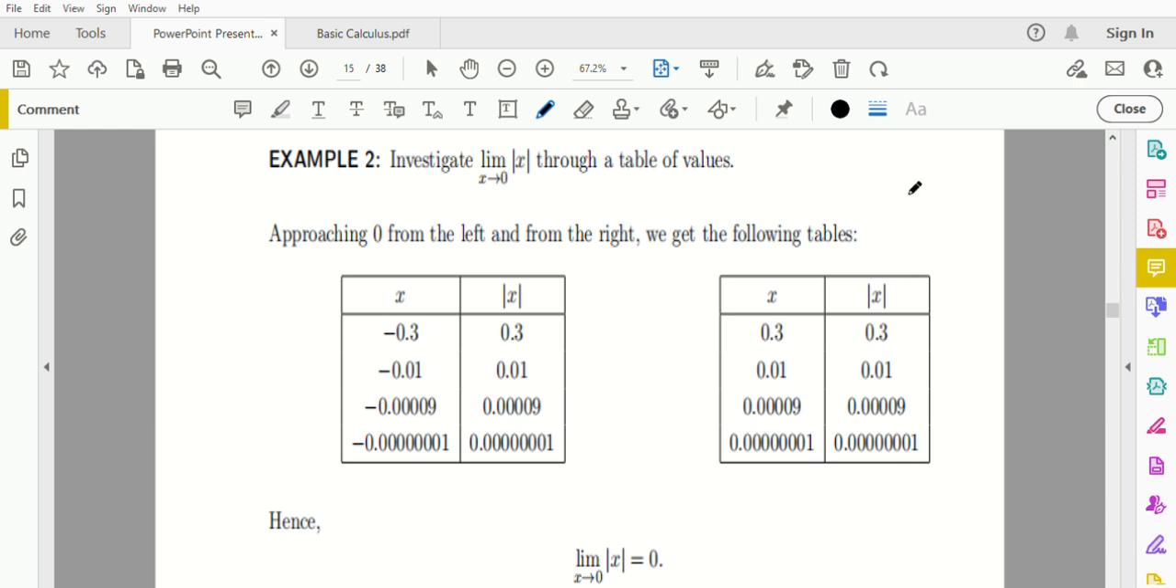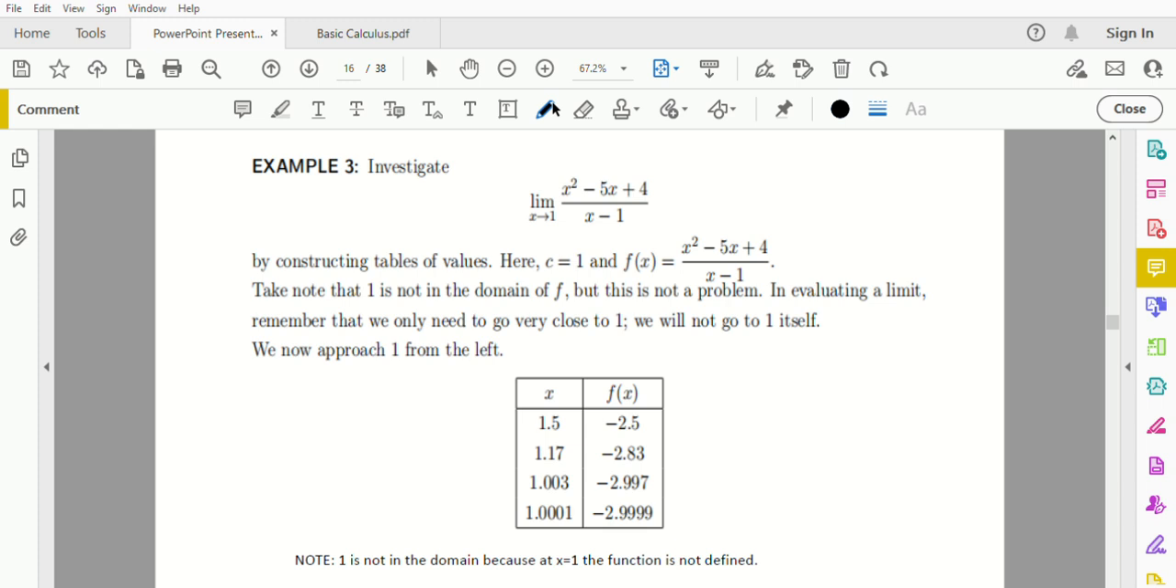Now another example, the limit of the absolute value of x as x approaches 0. So this is from the left and this is from the right. Take note, these are the values of x from the left, so they are negative. And this is from the right. Take note what happens. As the numbers get smaller and smaller, nearer to 0, then of course, by observation, this approaches 0 as well as this approaches 0.